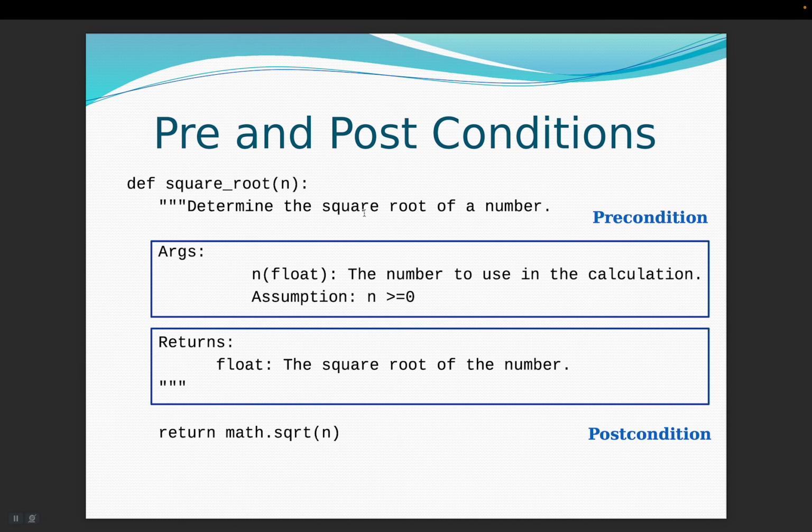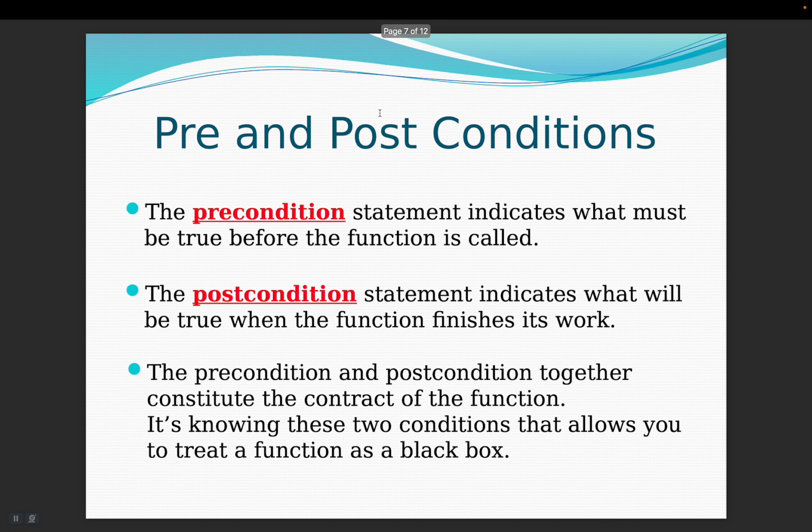So pre and post conditions. The precondition is here. The precondition is pretty much on the input. We want to make sure that the input we're giving is greater than or equal to 0. That's a precondition because that needs to be true before we even run the function. The postcondition is that we should return the square root of that number. So pre and post conditions.